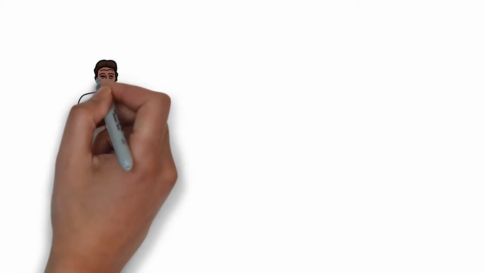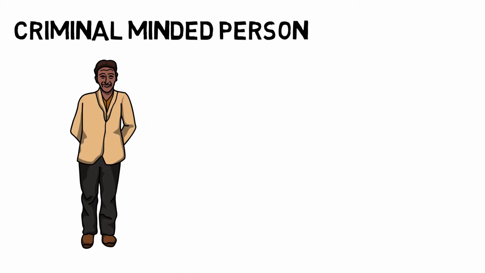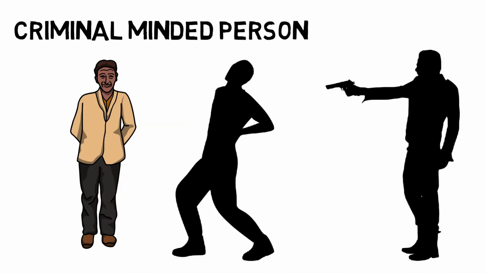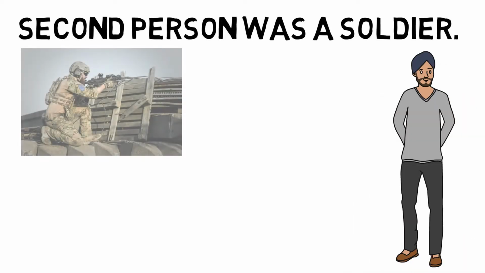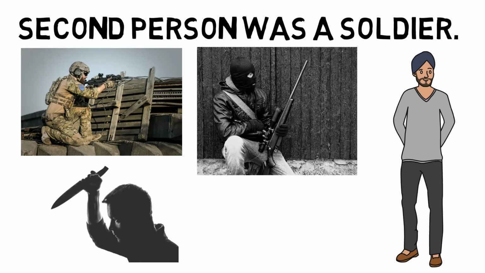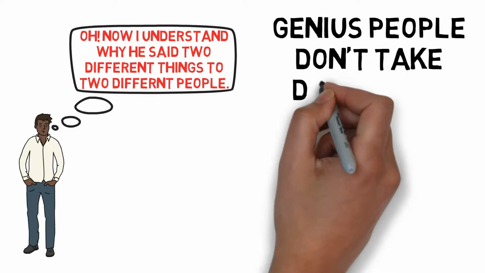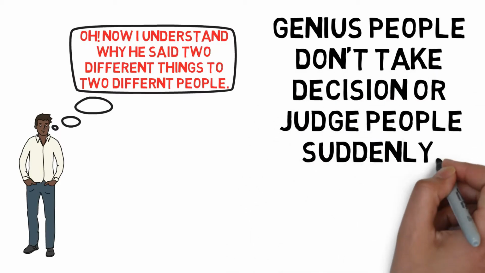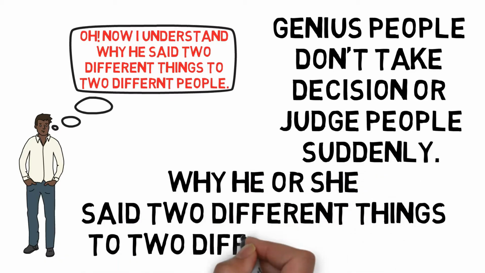And if he asks me, he will know that the first person was a criminal-minded man who was able to kill any innocent at any time in future, and the second person was a soldier, and I just told him that killing someone like a terrorist or murderer is a good thing. By this, the genius-minded person now understands why I said two different right things to two different people. Look, genius people don't take decisions or judge people suddenly. If they hear two different things said by someone, they will think about why he or she said two different things.